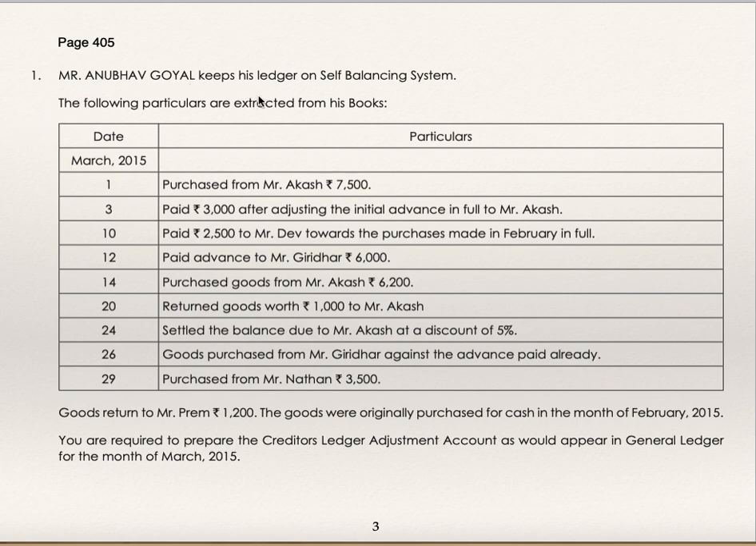Mr. Anubhav Goyal keeps his ledger on self-balancing system. Following particulars are extracted from his books. These are the transactions for the month March 15. You are required to prepare creditor's ledger adjustment account as would appear in general ledger for the month March 15. Very simple, it is normal creditor's account.